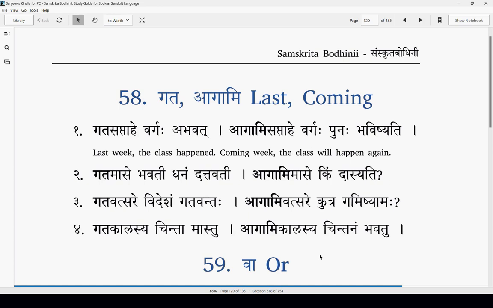Saptahe is saptami, saptahe is pullinga, and it is ekavachana. When you split, it becomes Gate saptahe vargaha abhavat. Gate mase bhavati dhanam dattavati. Gate vatsare videsham gatavantah. Then kalasya, when you split, what does it become for gata?